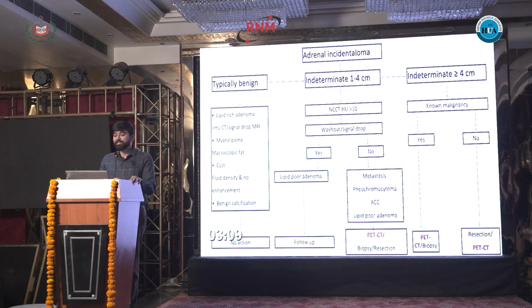So where does PET CT come in the workup of an adrenal incidentaloma? If you have typical benign features on CT, nothing needs to be done. For an indeterminate tumor where CT is inconclusive, your differential becomes a metastasis, a pheochromocytoma or HCC, or lipid-poor adenoma, and there PET CT will have a definite role. This also becomes important because, unlike for other tumors, biopsy is mostly contraindicated for adrenal tumors. So that's why non-invasive imaging in the form of PET CT is the best. If the mass is more than 4 centimeters and there is a known malignancy, most of these patients will go for PET CT rather than a biopsy. If it is more than 4 centimeters with no malignancy, usually they will go for resection, but in clinical practice, most of these patients undergo PET CT first, and then based on that, they plan for resection.